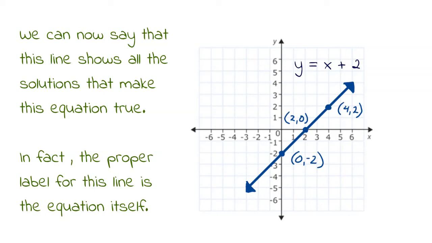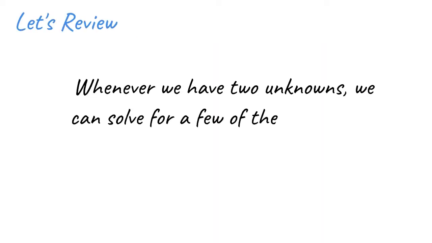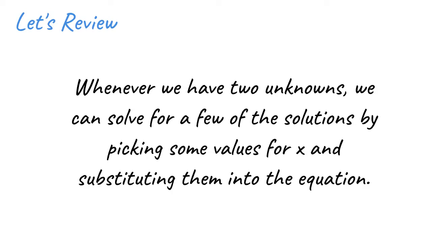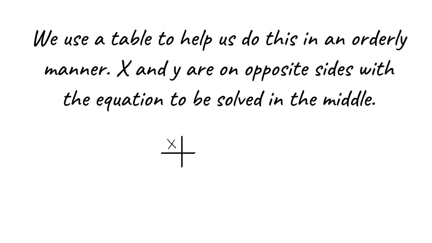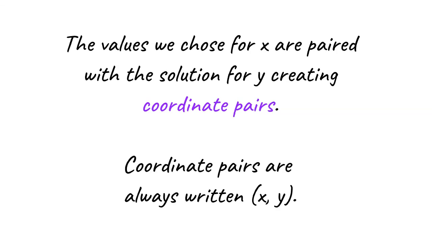Let's review. Whenever we have 2 unknowns in an equation, we can solve for a few of the solutions by picking some values for x and substituting them into the equation. We use a table to help us do this in an orderly manner. x and y are written on opposite sides with the equation to be solved in the middle. We pick 2 to 3 values for x and substitute them in, allowing us to solve for y. The values we chose for x are paired with the solution for y, creating coordinate pairs. Coordinate pairs are always written (x, y) in parentheses.